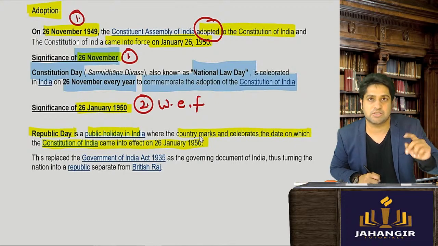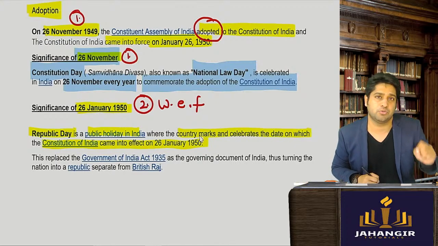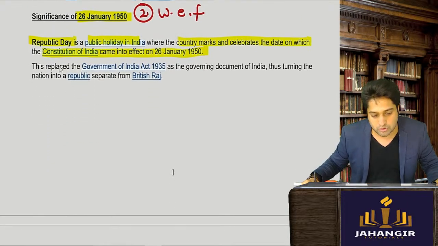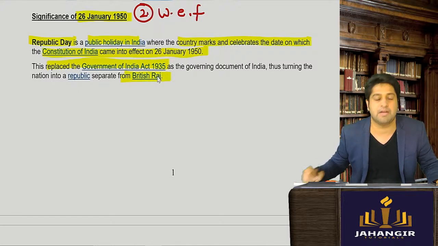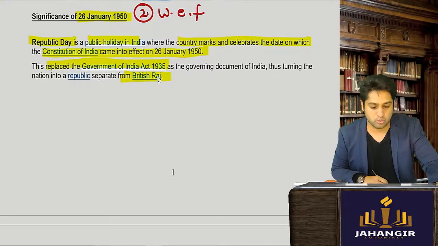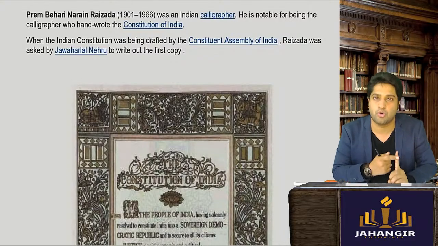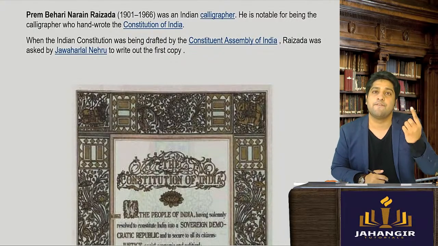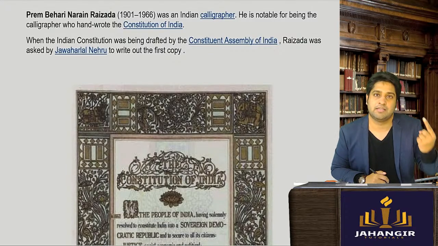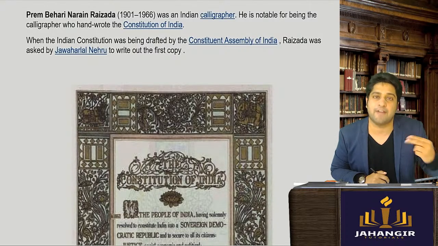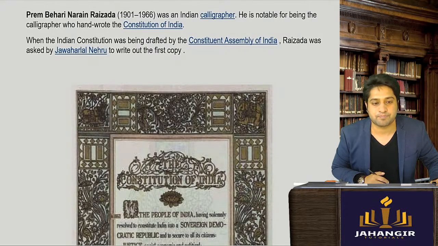Now both these dates, open your preamble of the Constitution. Both these dates are mentioned in the preamble of the Constitution. On this date, we replaced the Government of India Act and we became a sovereign country separate from the British Raj, from the rule of the Britishers. So very good thing. So the first part is you should know and you should quote in the exam when the Constitution was adopted. That's the Constitution Day. And second, when did the Constitution come into effect? That is the Republic Day.